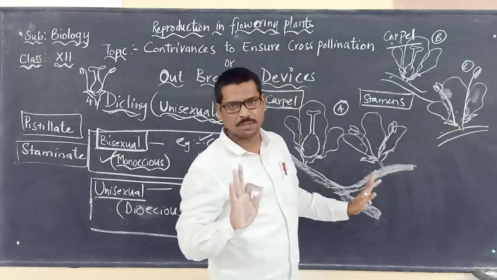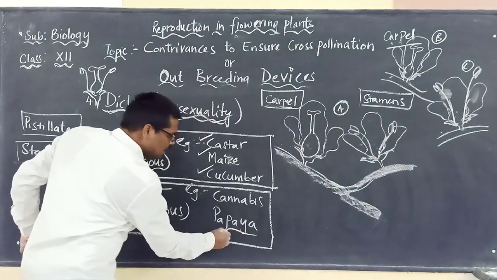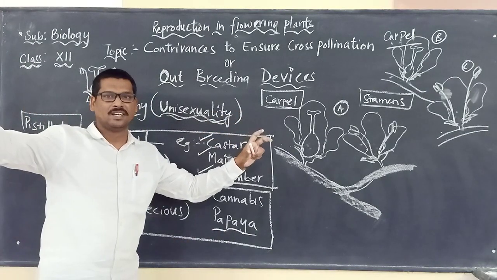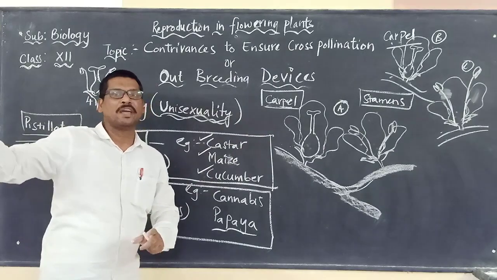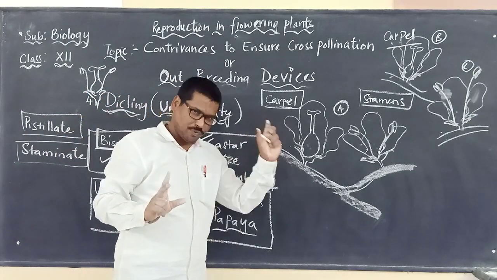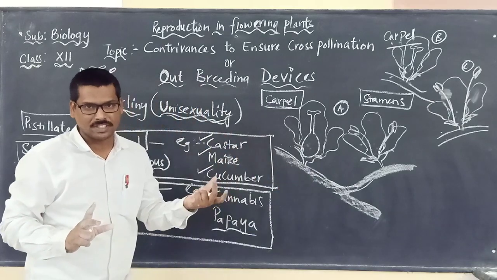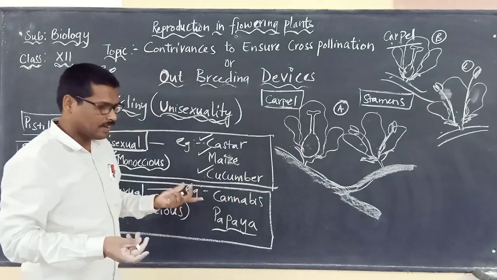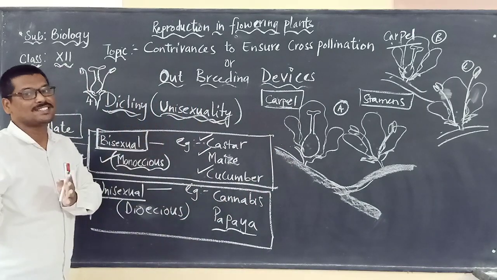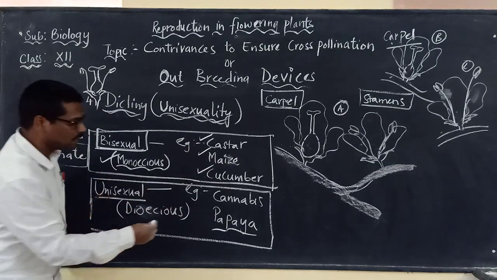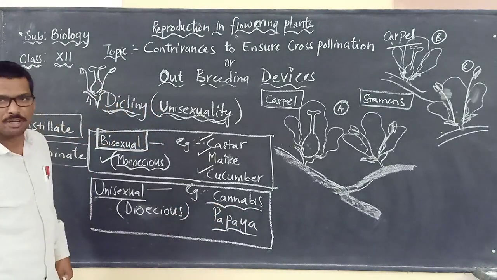So what are the best examples for unisexual flowers exhibiting like this? Very common one you come across is papaya. Okay, male plant, female plant. The male plant will be having only the male flowers. That is, the flowers will be consisting of only stamens. The female plant will be having only the female flowers. That is, it will be having only the carpels, or we call them as pistil. Okay, carpel. So pistillate and staminate, we call them as pistillate and staminate. Another example for unisexual is cannabis.